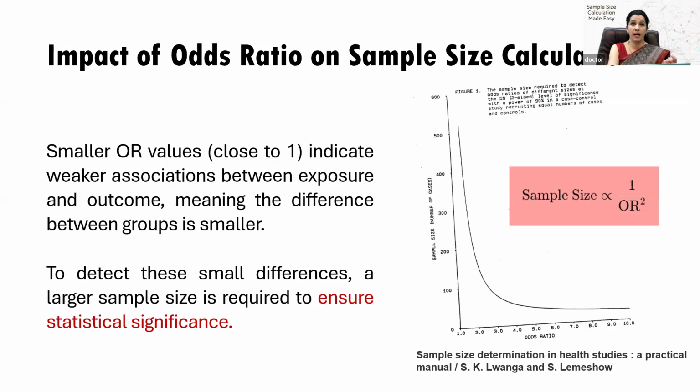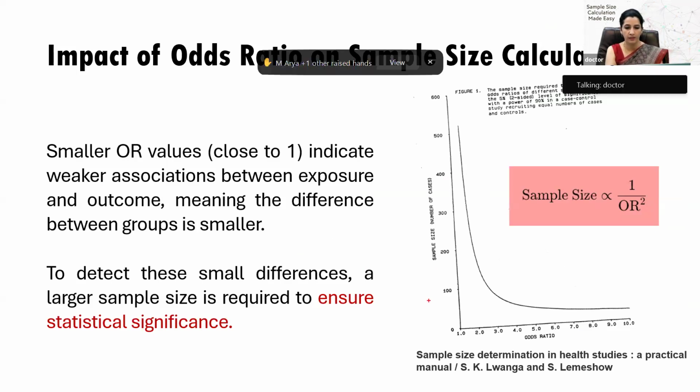Now coming to the impact of odds ratio on sample size calculation. This is one graph you can see here. There's an x-axis and a y-axis. On the x-axis is the odds ratio, and on the y-axis is the sample size requirement. Remember it is a graph like this, and it starts from 1.